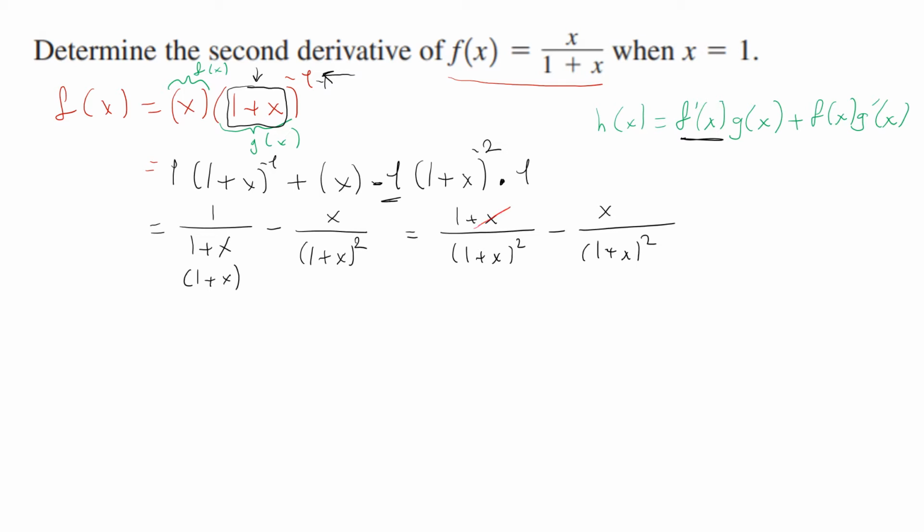So because this is a plus x, and when you multiply these, you're going to get negative x. So my answer for the first derivative is 1 over 1 plus x squared.